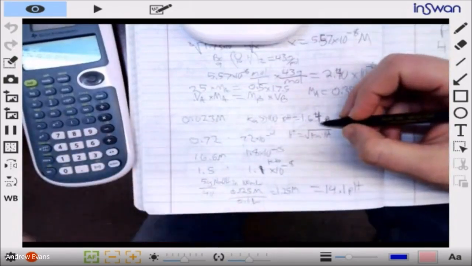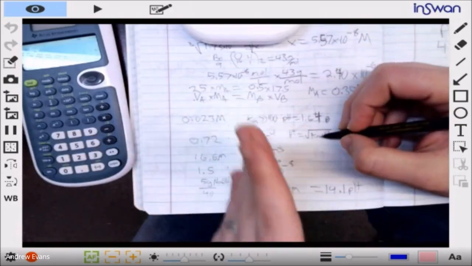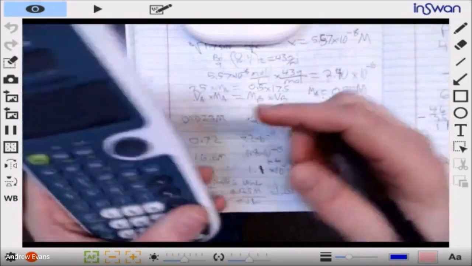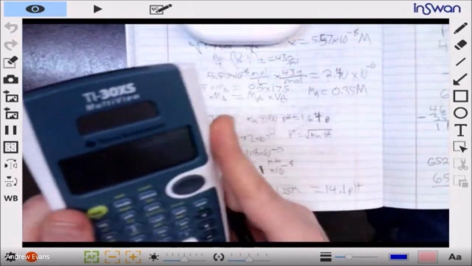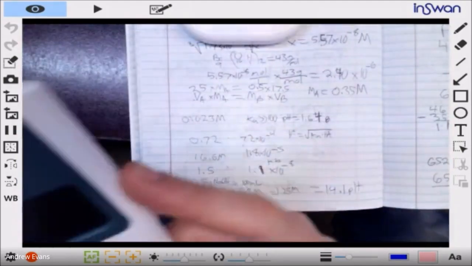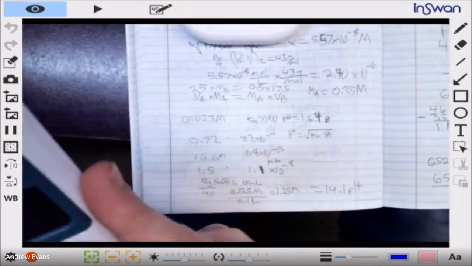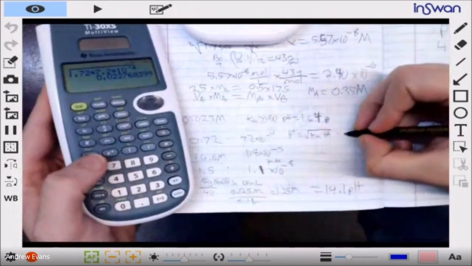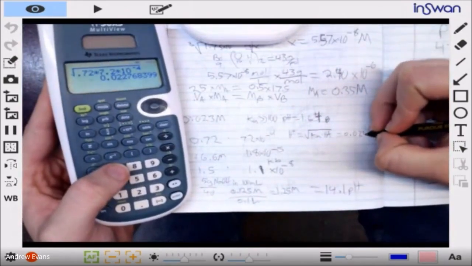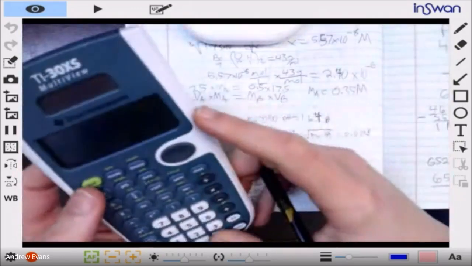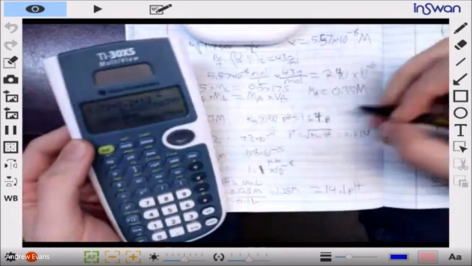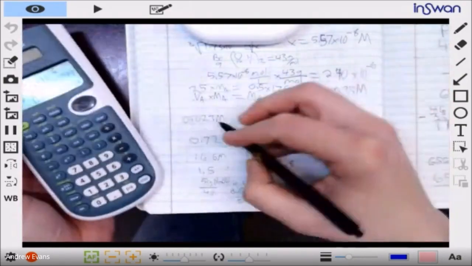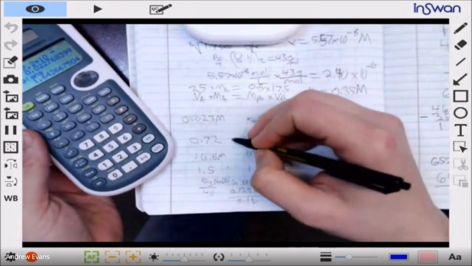If you don't have to use an ice table, that's what this all comes down to. H plus is equal to the square root of Ka times HA. So the square root of 0.72 times 7.2 times 10 to the negative fourth is 0.0228. Negative log of that, also is pH, 1.64. So the first guy and the second guy ended up having the exact same pH.